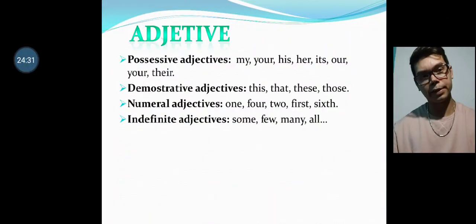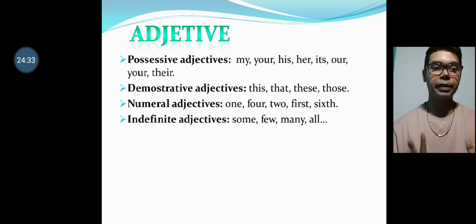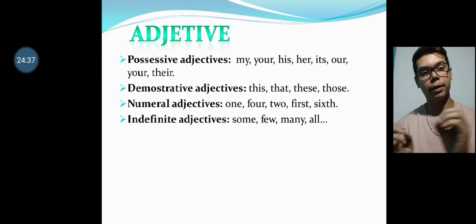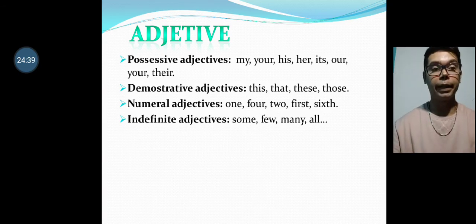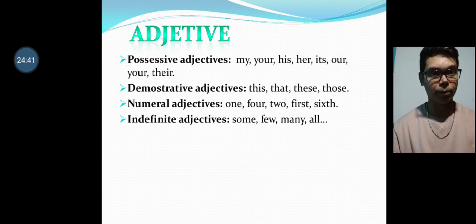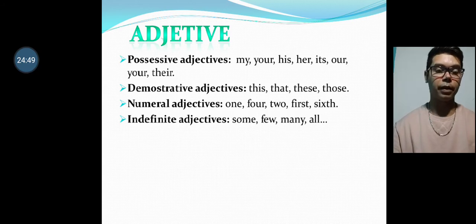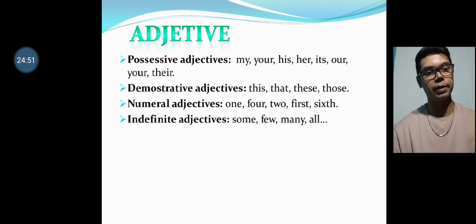When we talk about the adjectives now, we have to know that adjectives are words that describe nouns. Okay, los adjetivos son palabras que describen sustantivos. They can be classified as possessive adjectives like my, your, his, her, its, our, your, their. Then we also have the demonstrative adjectives that are this, that, these, those.